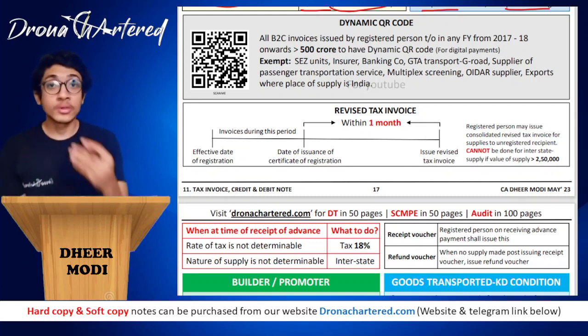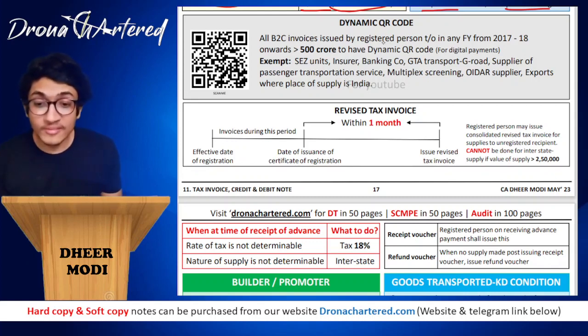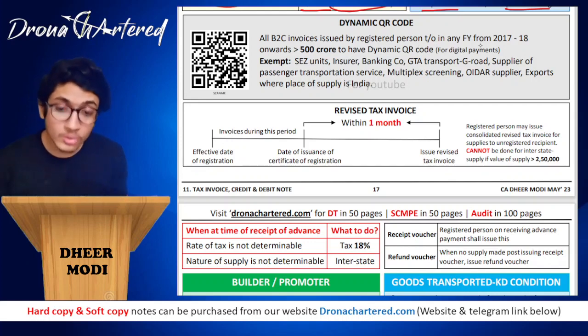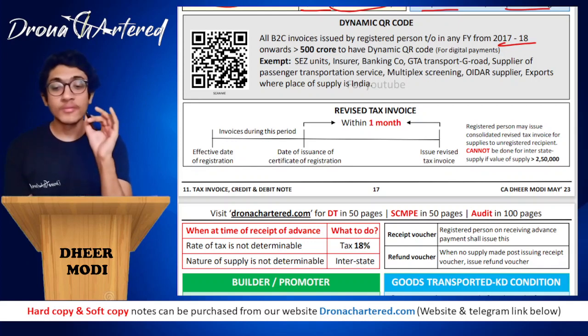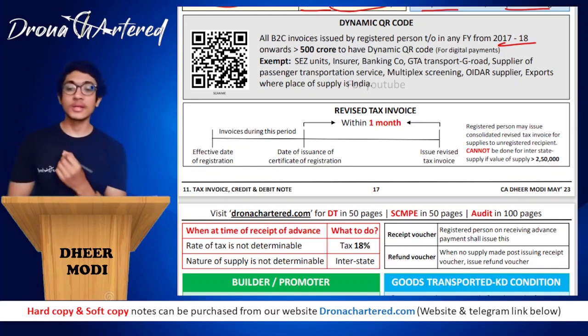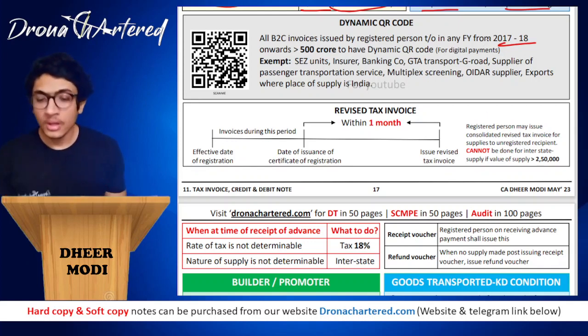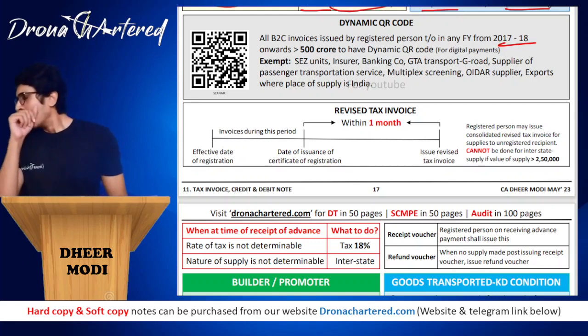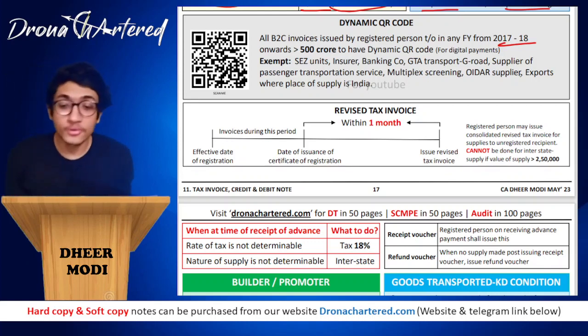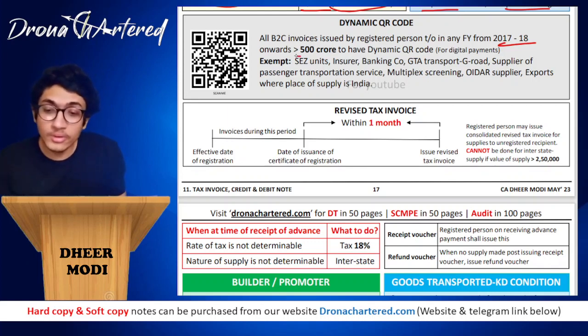Any B2C invoices, that is business to customer invoices, which have been issued by a registered person whose turnover in any financial year from 2017-18, remember over and above also the year of 2017-18, sorry, excuse me, from 2017-18 onwards, if your turnover was greater than 500 crores, they need to have a dynamic QR code for digital payment.